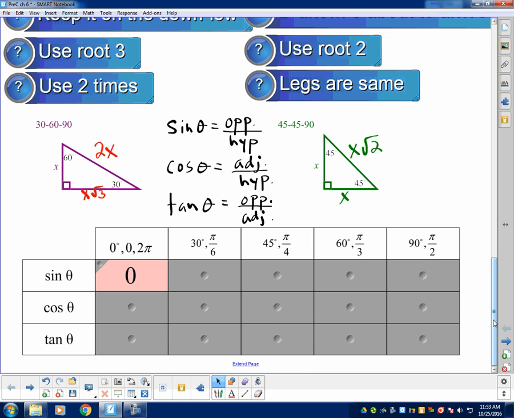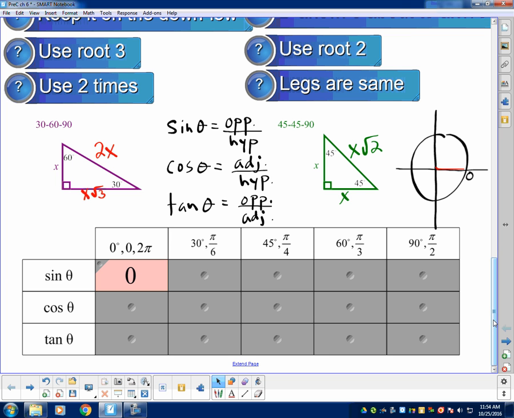So when I draw my unit circle, let me just draw a unit circle for you. Just in case you're wondering, here's my unit circle. So when we're talking about sine of 0, it's right here, and this is the hypotenuse right here. So sine of 0 is 0.